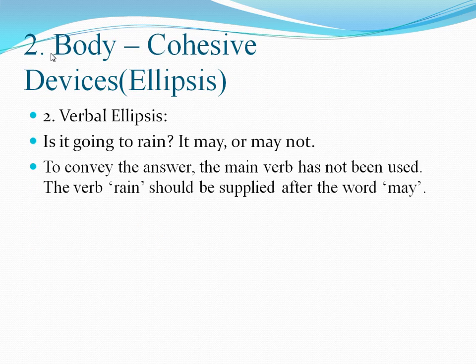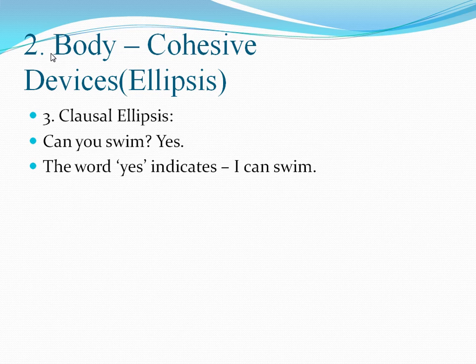Another one, verbal ellipsis. Is it going to rain? It may. That means it may rain. Without using the word rain, you are using it may, to convey the answer of the main sentence. And clausal ellipsis. Can you swim? Yes. The full sentence will be, can you swim? Yes, I can swim. But without using this sentence, you can say yes. So that is ellipsis.